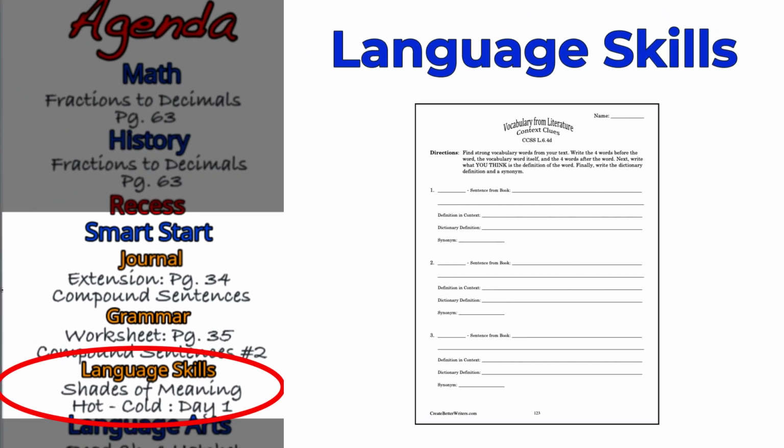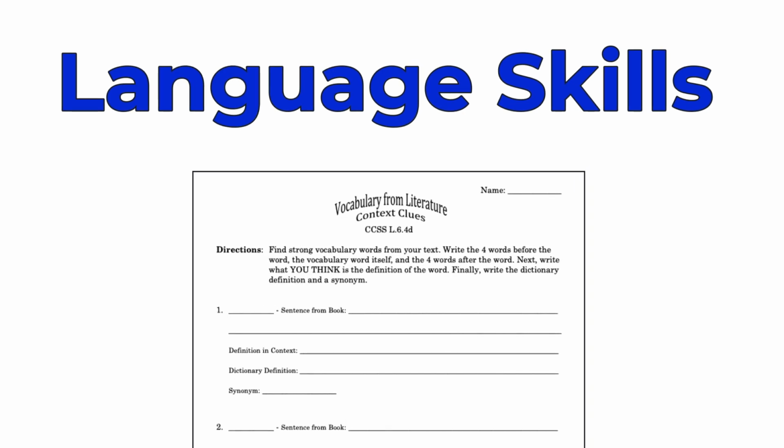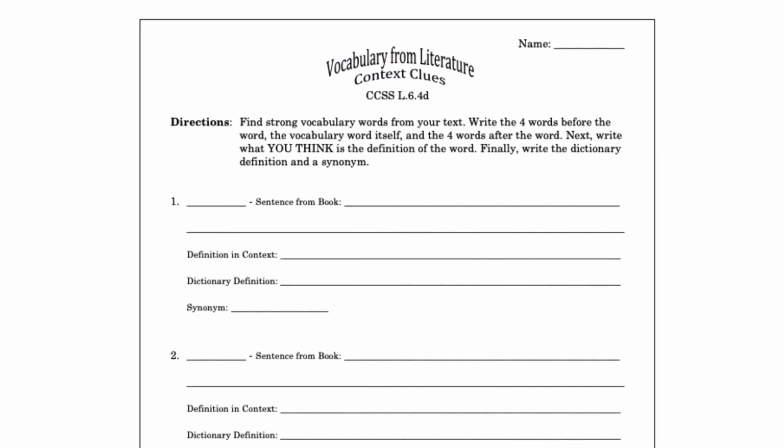So the first language routine here is practicing context clues when reading. The worksheet's called Vocabulary from Literature. And the goal is to train the students, when they see a difficult vocabulary word, to use the context clues around it to see if you can figure out the definition of the meaning yourself. You can see here in the directions, it says, find strong vocabulary words from your text.